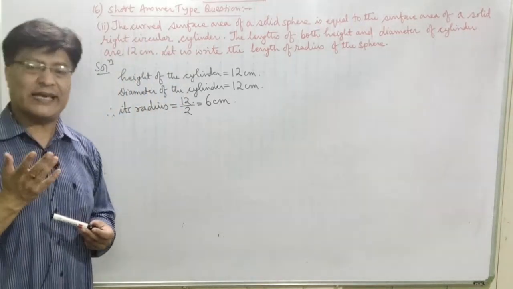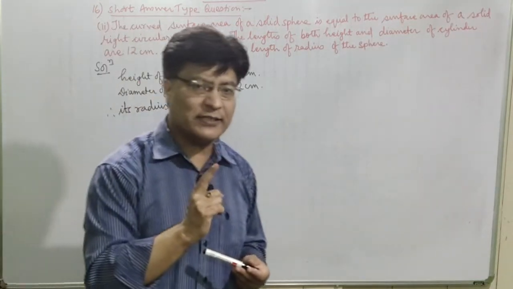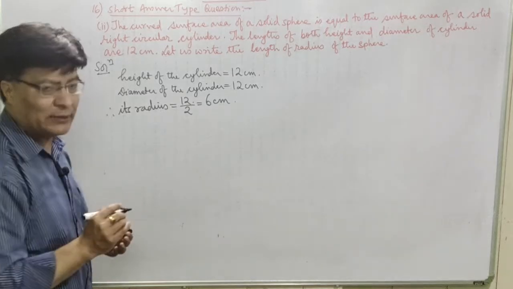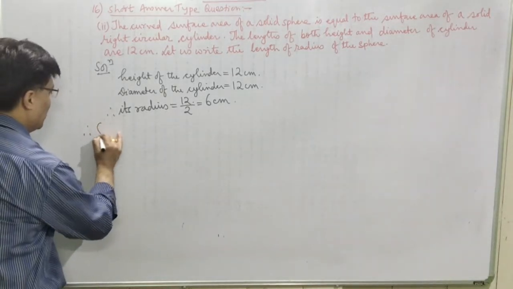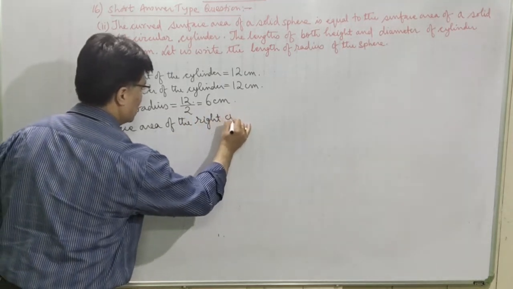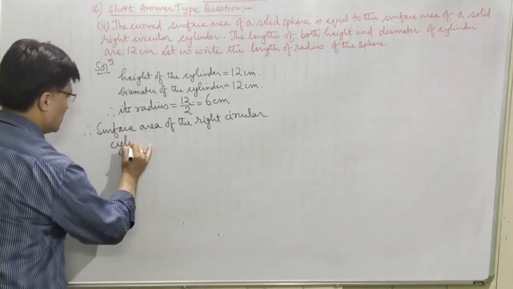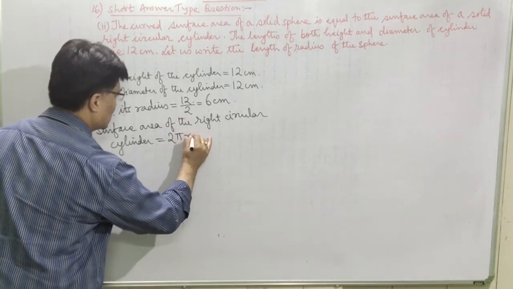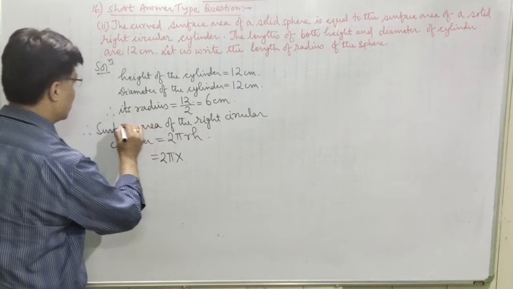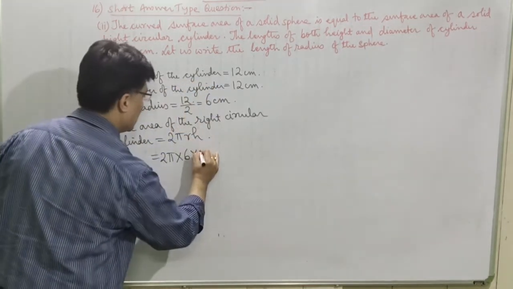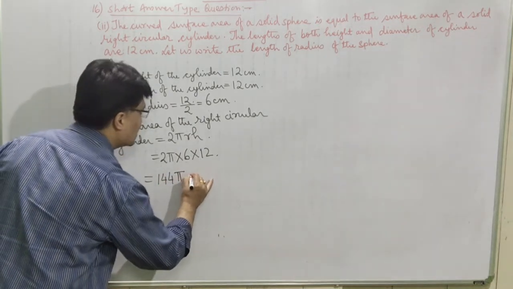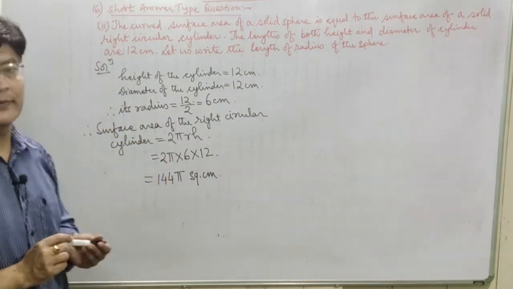Now let us find out the surface area of the cylinder, because the question says the curved surface area of a solid sphere is equal to the surface area of the right circular cylinder. Therefore, the surface area of the right circular cylinder is equal to, what is that? It is 2 pi r h. Is that clear? So it is 2 pi, pi is kept as it is. What is the radius? Radius is 6. What is the height? Height is 12. So 6 2s are 12, 12 12s are 144, so 144 pi. What is the unit here? It is square centimeter. So I think you have understood it.